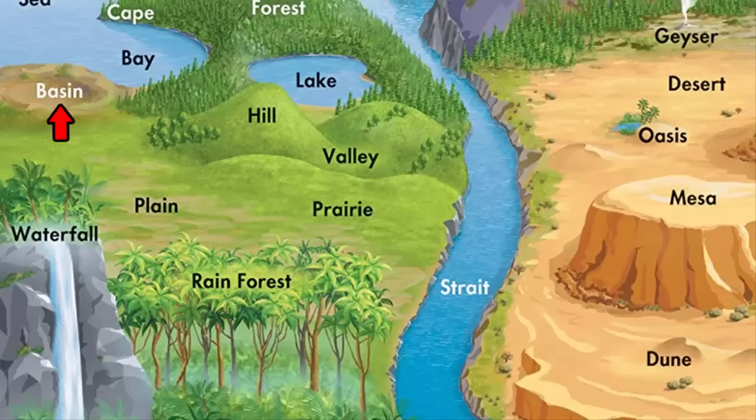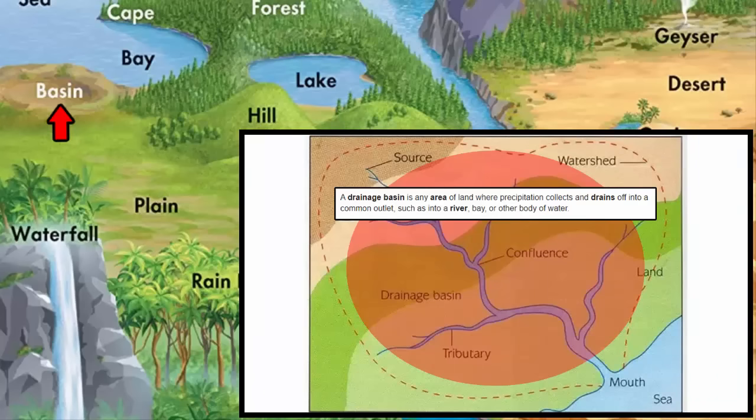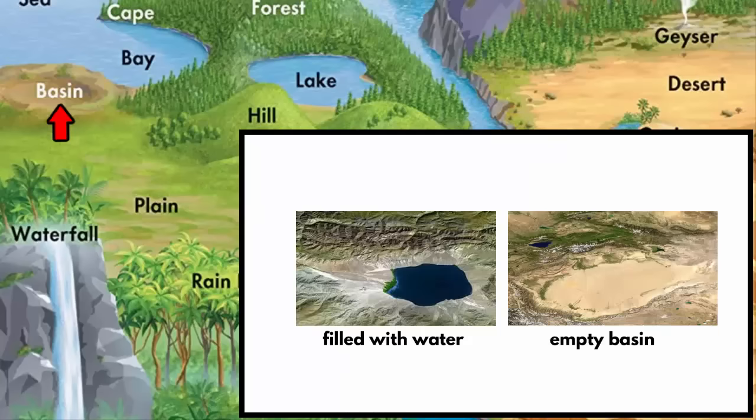The next one is basin. When you look at a basin, basically it is a depression or a dip in the Earth's surface. When you look at the shape, it looks like a bowl and its sides are higher than the bottom. They are also oval and circular in shape, similar to a sink or a tub you might have seen in your bathroom. Some basins are filled with water, and then there are ones that are empty.